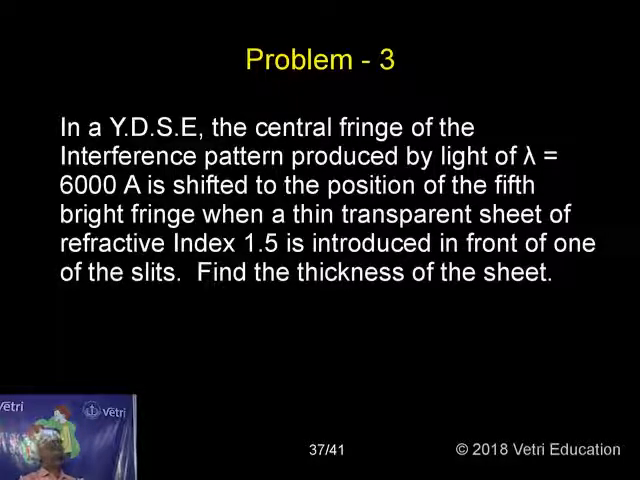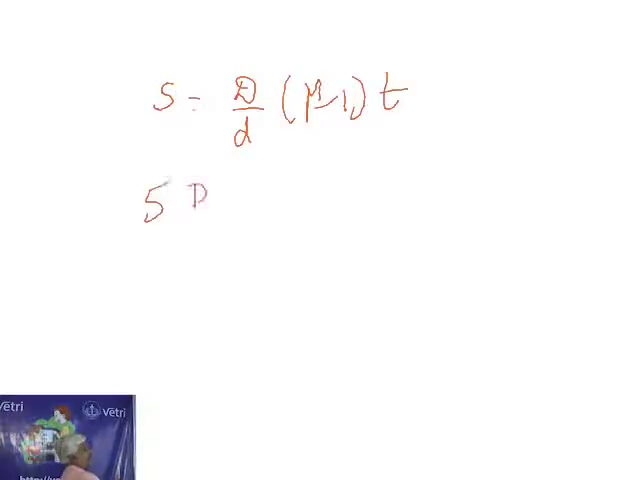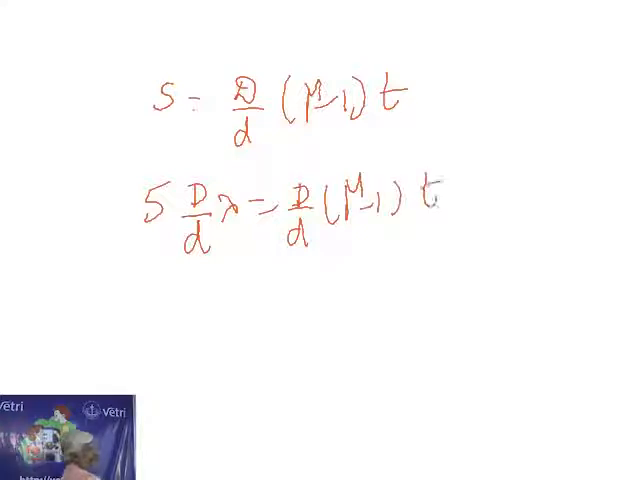But here we are introducing a transparent glass plate of thickness t. Then there is a shift of the fringe, as we know. The shift formula is capital D by small d into mu minus 1 into t. Here it is shifted towards the fifth bright band, therefore D by d into lambda, five times, is equal to D by d into mu minus 1 into t. This D by d gets cancelled, that is the advantage of this problem. t is equal to 5 lambda by mu minus 1.